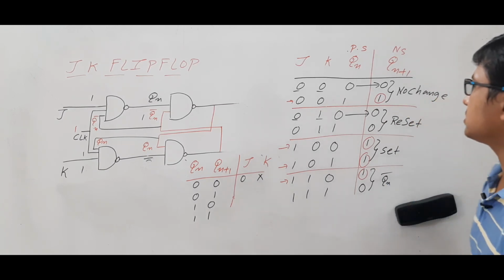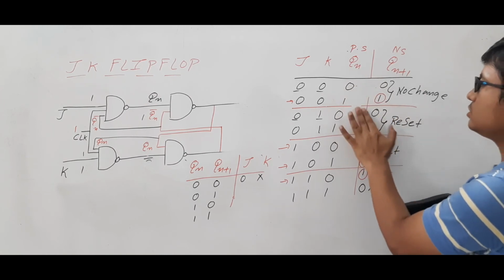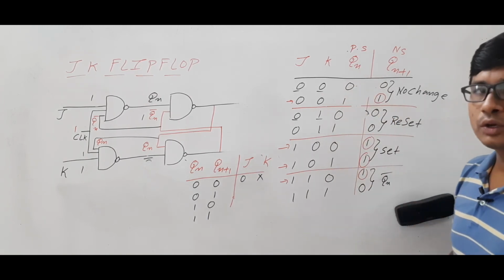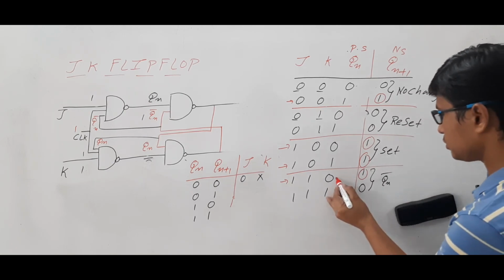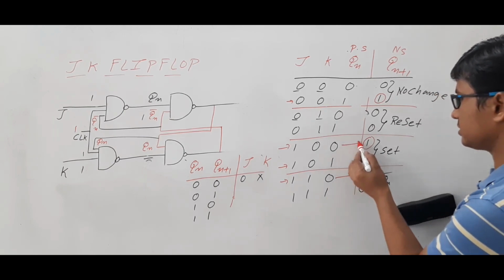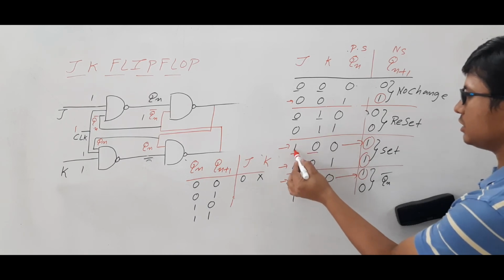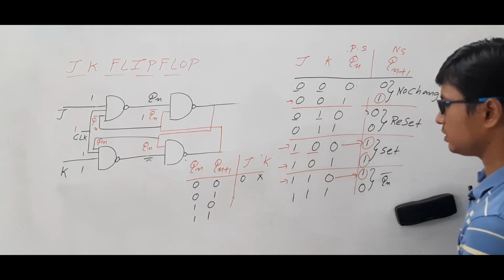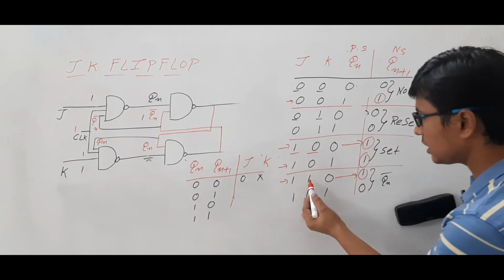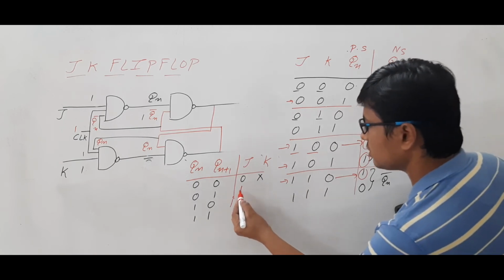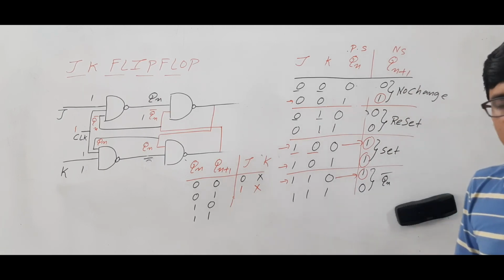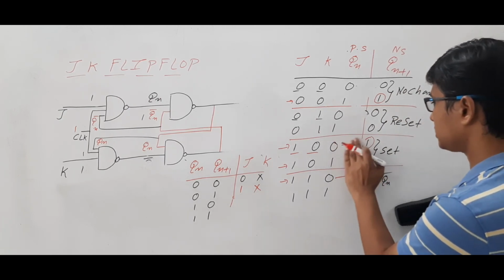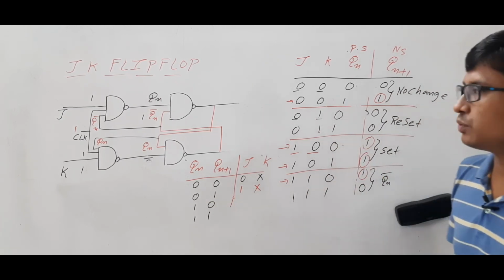The next 2 cases 0, 1. Meaning Qn is 0, Qn plus 1 is 1. This is one case, this is another case. Now J value is 1, K value is 0. Here J value is 1, K value is 1. So J value is 1, K value is don't care. It can be 0 or 1. So this is completed. Now we will look at the next one.